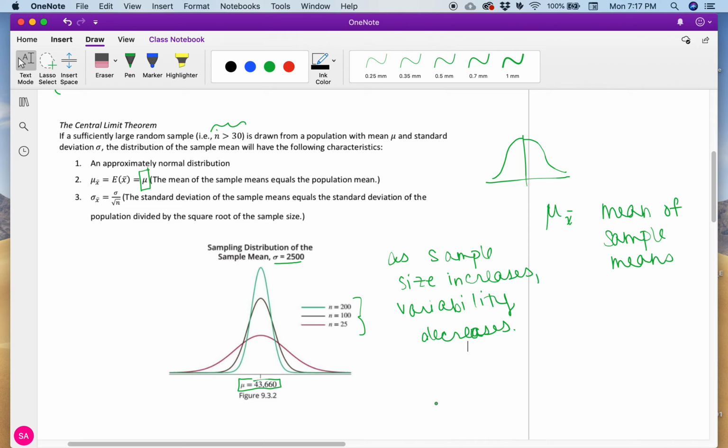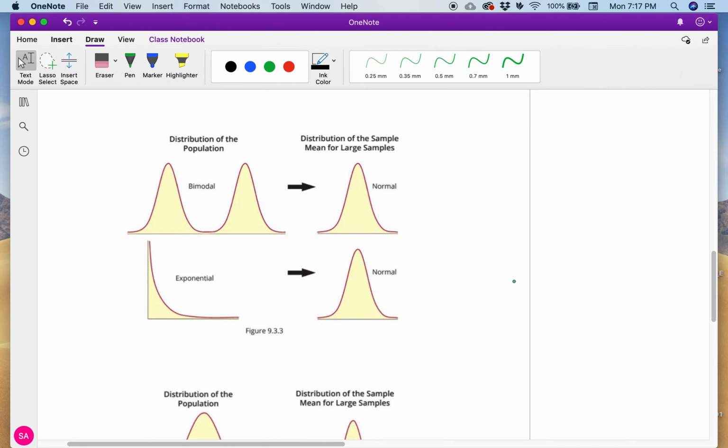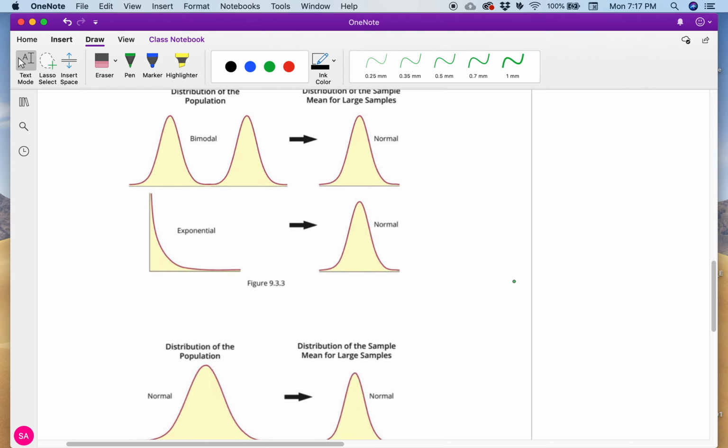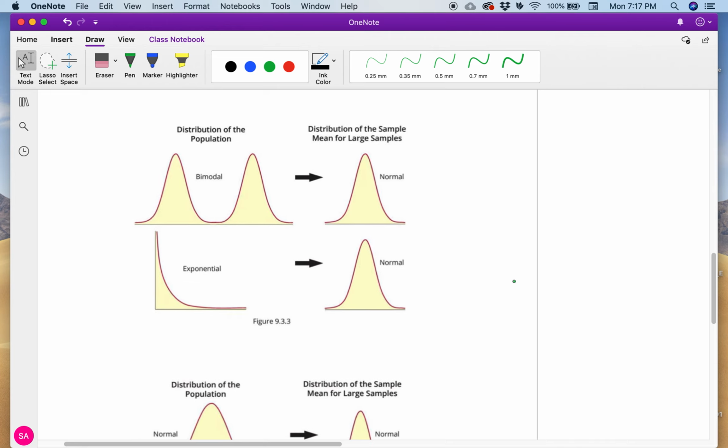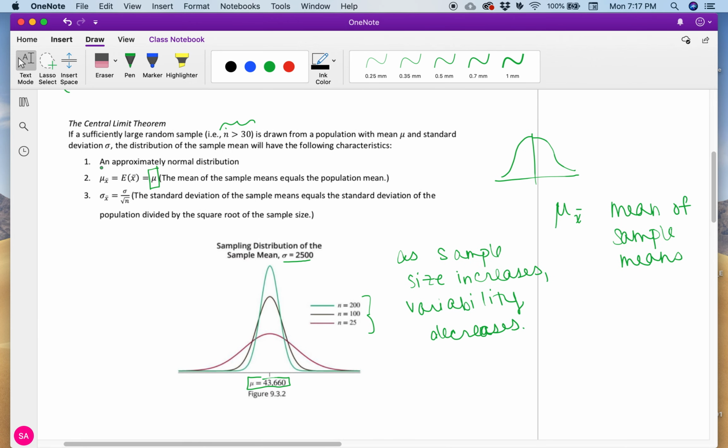How are we going to be using this? We're going to be using this to solve problems. But before we do that, one last thing I want to show you. We'll be solving problems in the next probably 2 videos. Let me slow down. So if we look back at number 1 in the central limit theorem, the distribution of the sample mean will have the following characteristics. And number 1 is an approximately normal distribution.